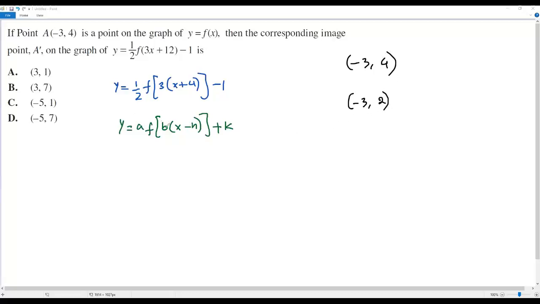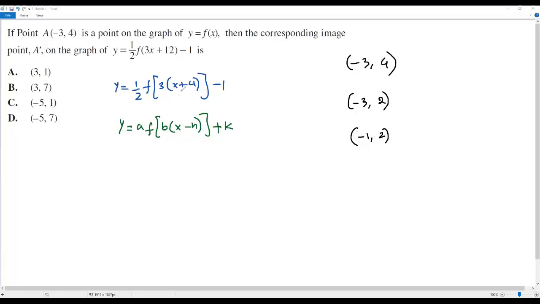Okay, now let's consider the value we have at the position of b. Here we have a value which is greater than 1. So this one represents horizontal compression by a factor of 3. To apply horizontal compression by a factor of 3, I have to multiply the x coordinate of each point on the basic function by 1/3. When I multiply this negative 3 by 1/3, I'll be getting negative 1.